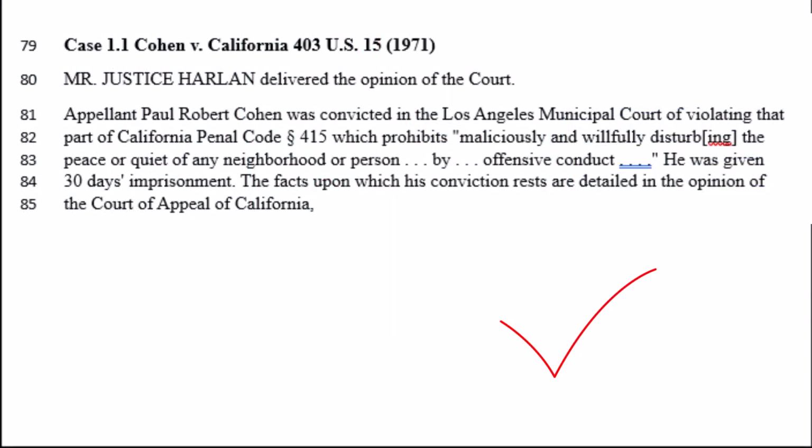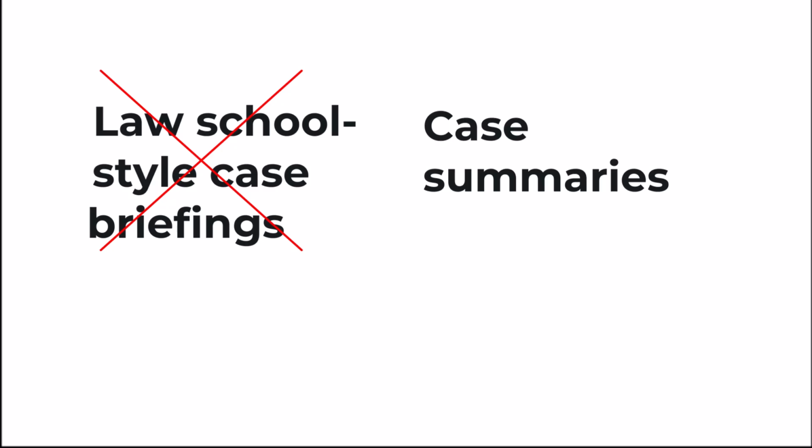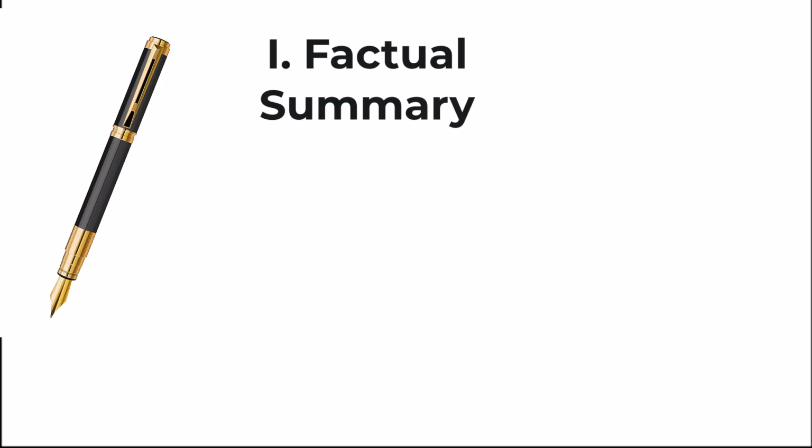The purpose of your assigned case summaries is to show that you understood the case legal issue presented on appeal and its resolution. So now I'll explain our unique approach to case summary assignments. Each case summary should have 3 sections. The first is the factual summary. You will briefly summarize the factual background of the case.